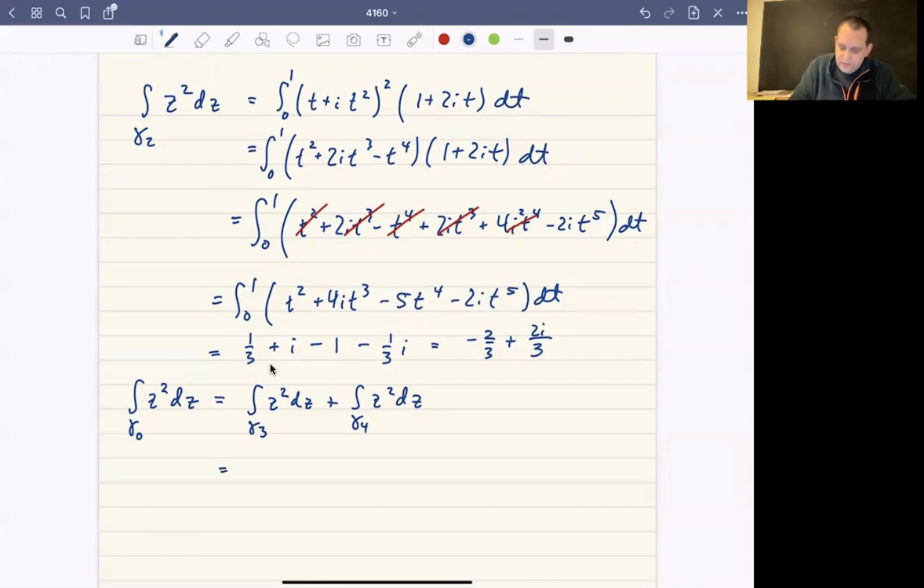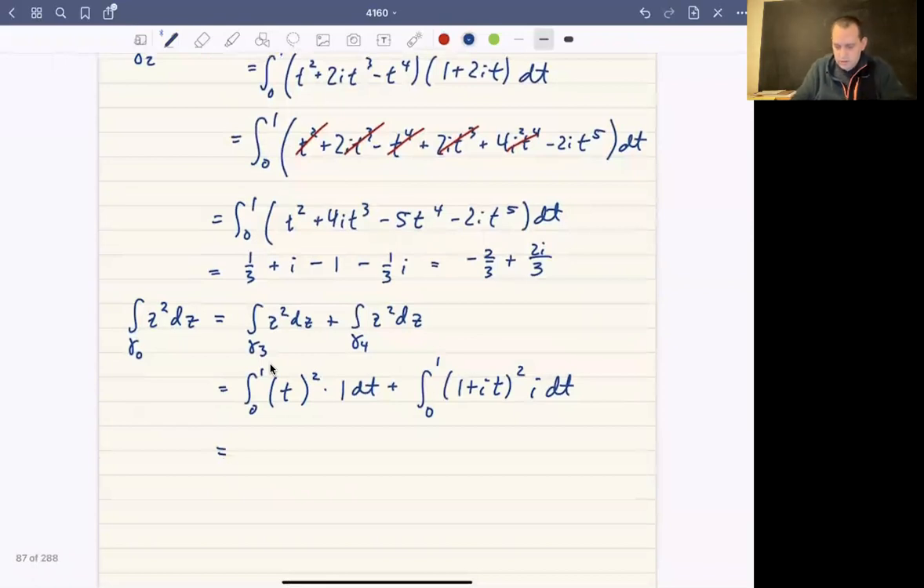And so for gamma 3, our curve was t plus 0i. So that's going to be the integral from 0 to 1 of t plus 0i squared times the derivative, which is 1. For gamma 4, this was the curve 1 plus it. So it's 1 plus it squared times the derivative, which would be 0 plus 1i, dt. And so this first one's just the integral of t squared from 0 to 1, so it's 1/3.